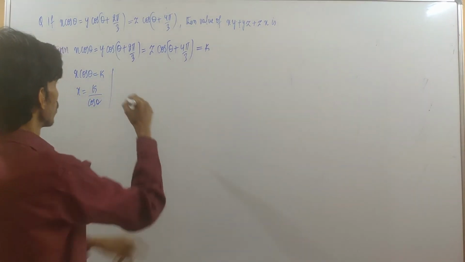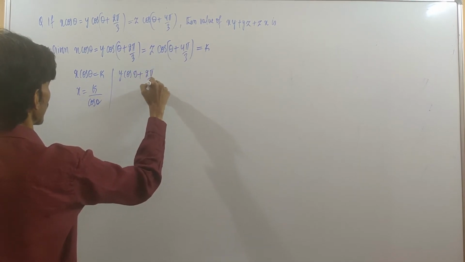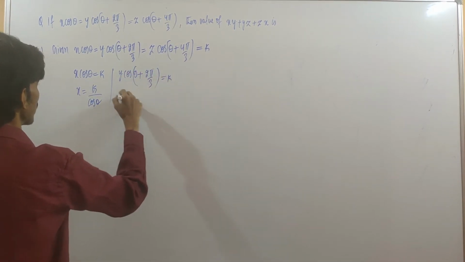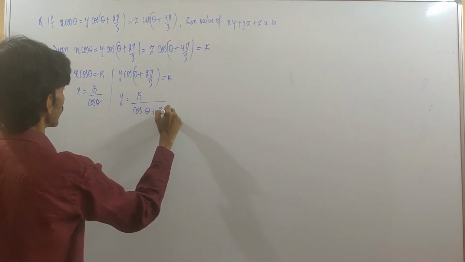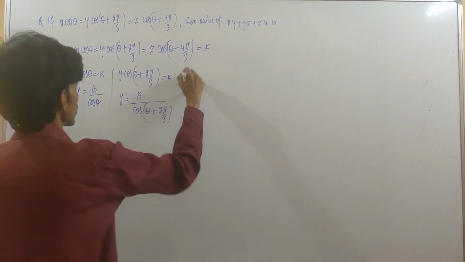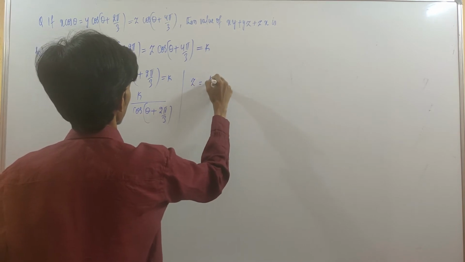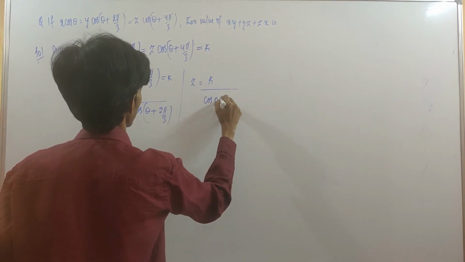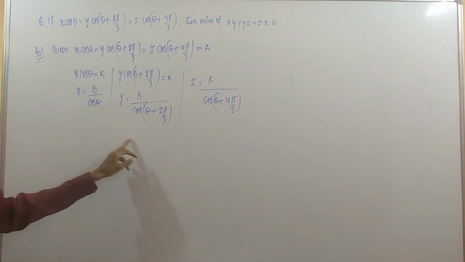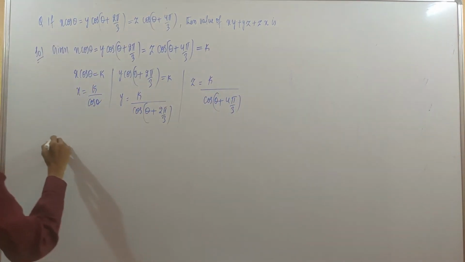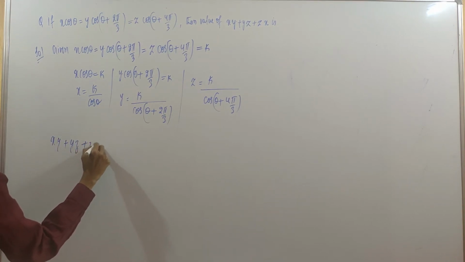Similarly, equate these two: y cos(theta plus 2 pi by 3) is equal to k. Then the y value will be k divided by cos(theta plus 2 pi by 3). Similarly, z is equal to k divided by cos(theta plus 4 pi by 3). We got the x value, y value, z value. Here we want xy plus yz plus zx.